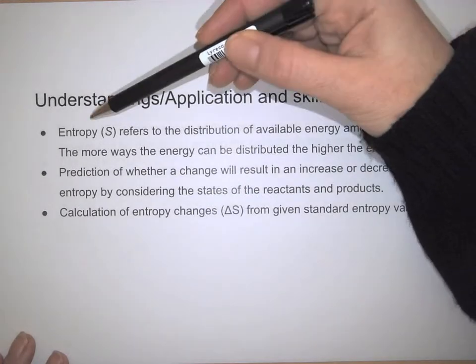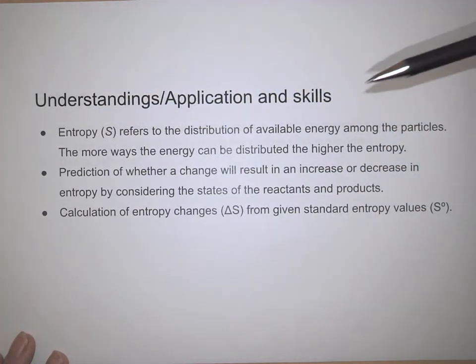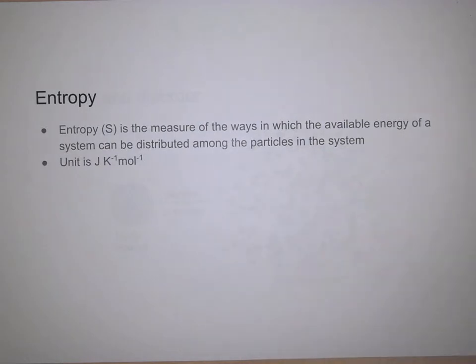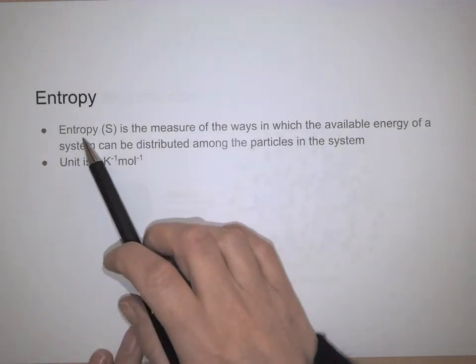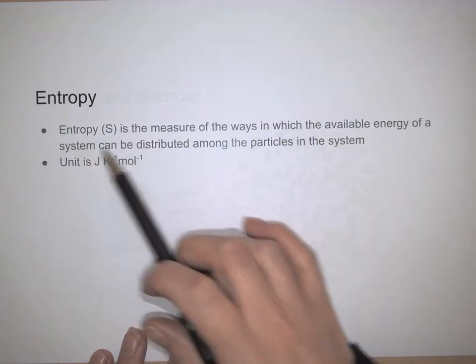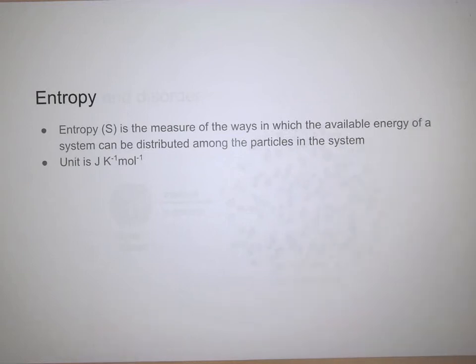The sign for the entropy is S. And the unit for entropy is joule per Kelvin per mole. You can see here also. So entropy is a measurement of how the available energy of a system can be distributed among the particles in the system.